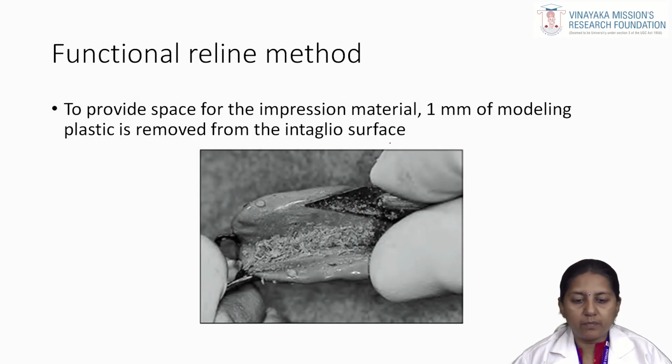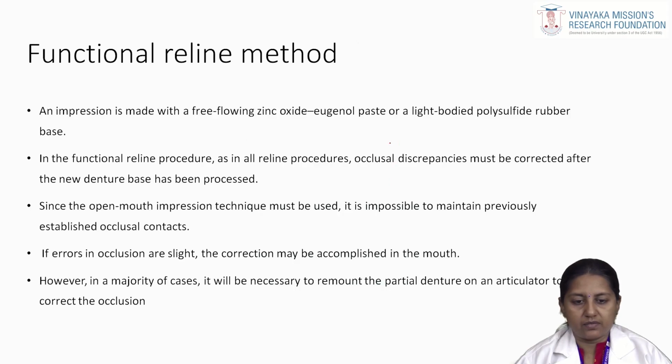Now since you have made the impression, we are going to make another impression, which is the secondary impression. We have done the border molding, and now we are going to use a secondary impression. To provide space for the impression material, 1 mm of modeling plastic is removed from the intaglio surface. Then an impression is made with zinc oxide eugenol or a light bodied polysulfide rubber base. This will be the secondary impression.